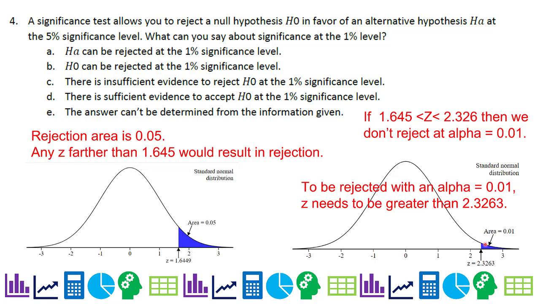If the z-score is further to the right, say it's at 3, then it would count in the rejection area for both. So the problem is, since we only know we're somewhere between 1.645 and to the right, we don't know that we're all the way to 2.3263. We're not sure if we're in that in-between area or the area to the right, so we can't determine from the information given.